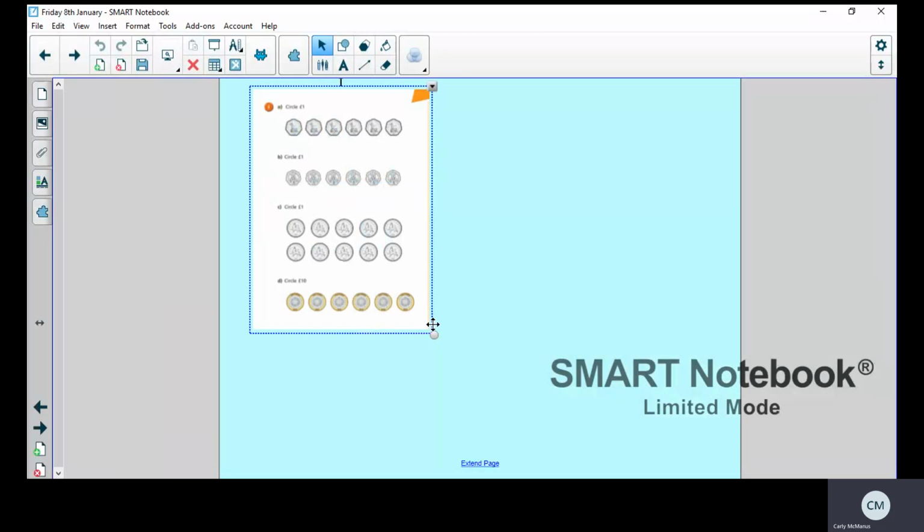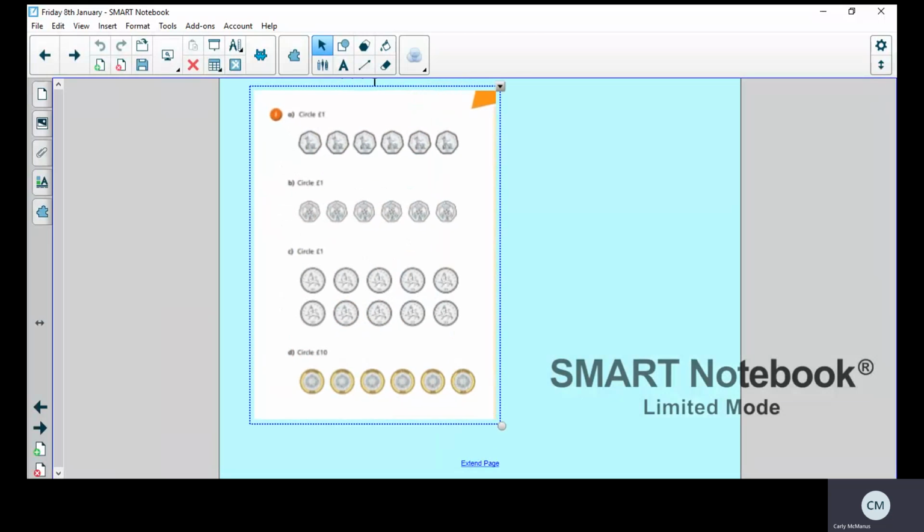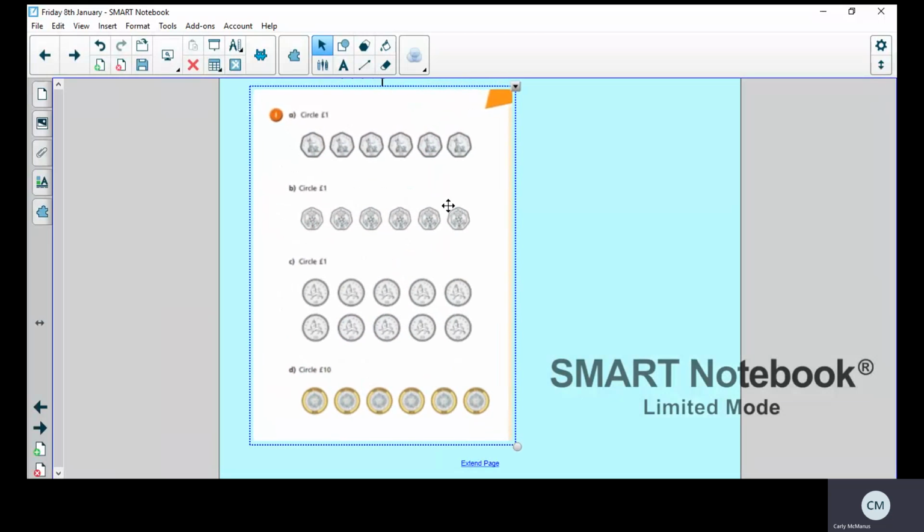Now, it's a bit small. On the first section, you've got some coins. So on question 1A, you've got lots of 50 pence pieces, and you need to circle how many 50 pences make a pound. So remember, £1 is 100 pennies. So how many 50 pences make 100 pennies?